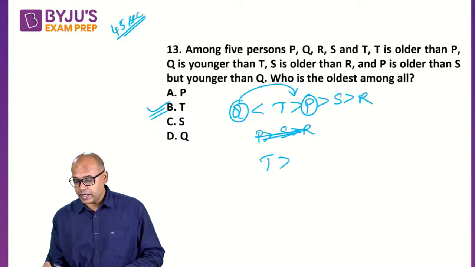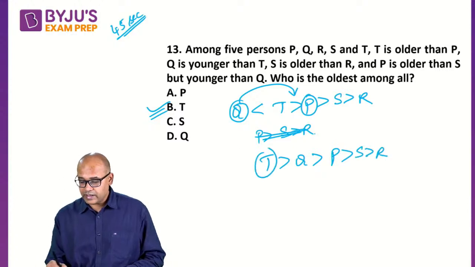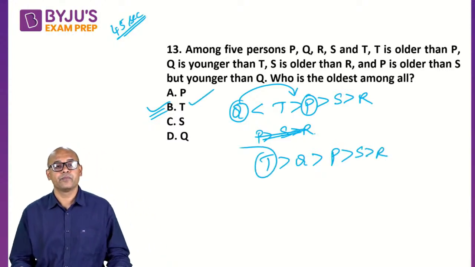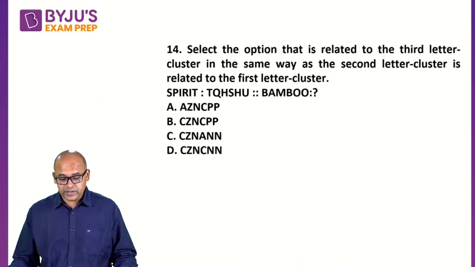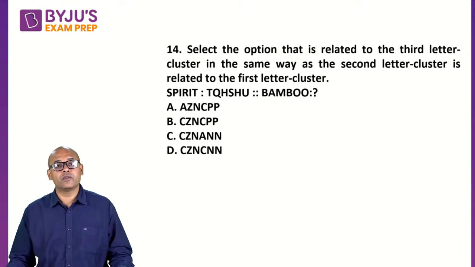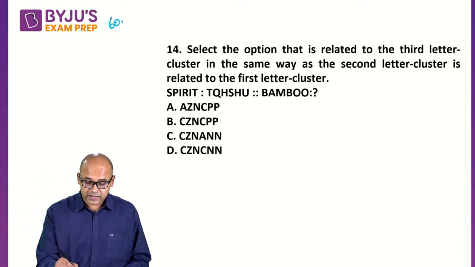So T greater than Q, but Q is greater than P, P greater than S, S greater than R. Clearly your answer is T. That's it. Okay? It's a simple question. Last 2 questions. These are also not very difficult, quite simple. 60 seconds is your time for this.